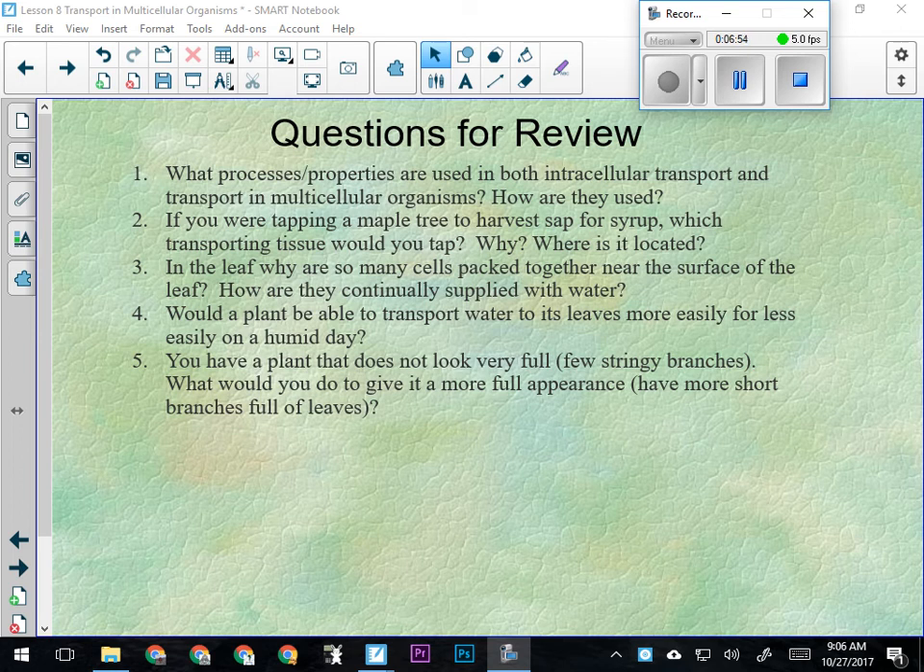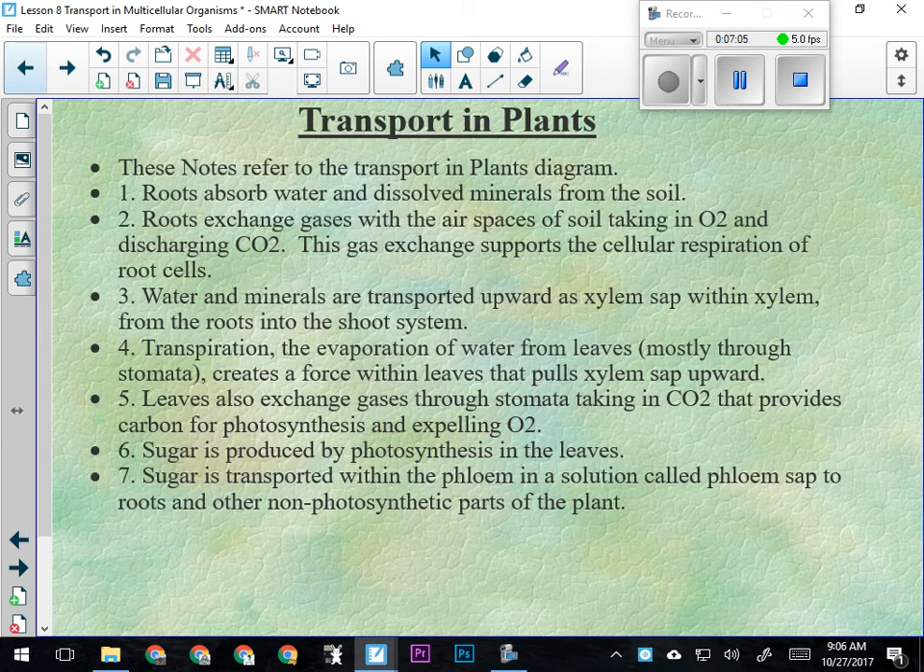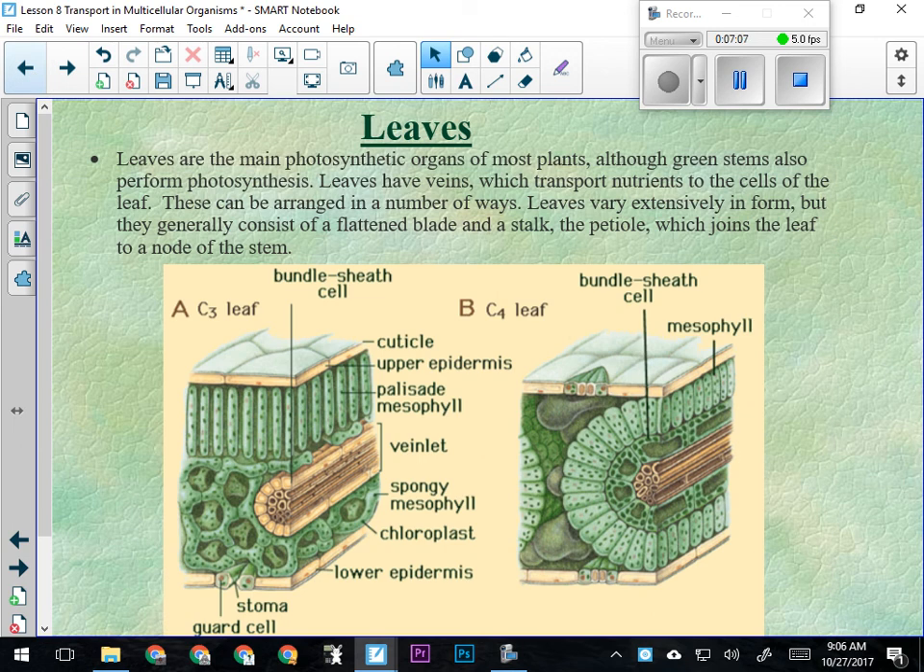Anywhere where there's a vein, there's phloem and xylem. The outside of the vein is phloem. The inside of the vein is xylem. If you look at those pictures that we looked at here. So here's the vein. The outside of it is phloem. The inside of it is xylem. Yes, the vein generally runs through the spongy layer, yes.